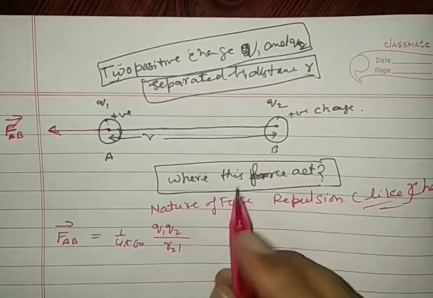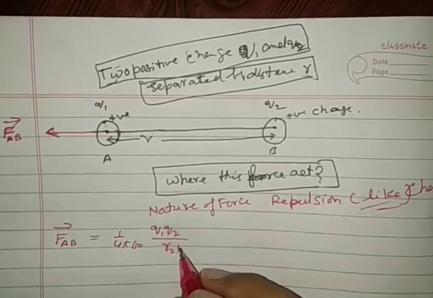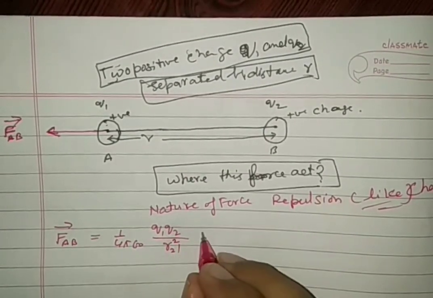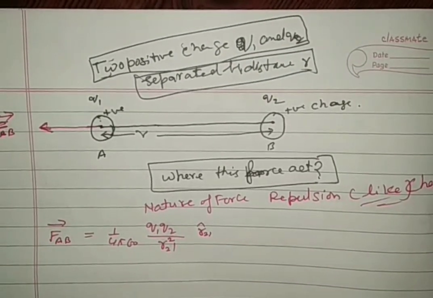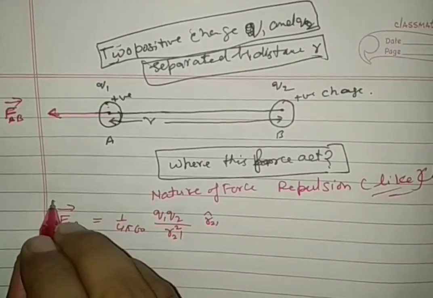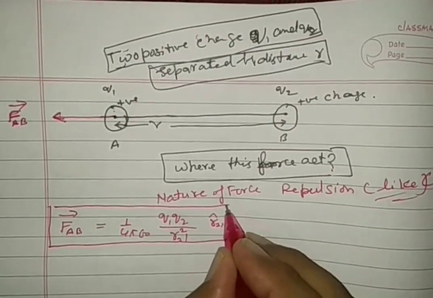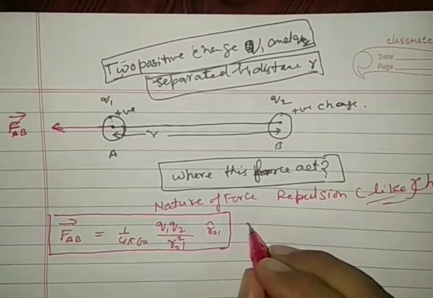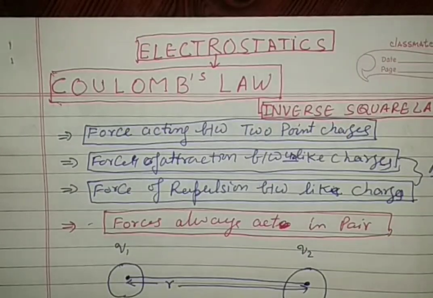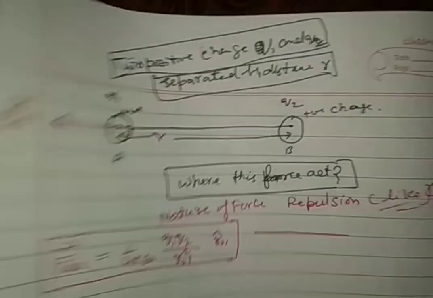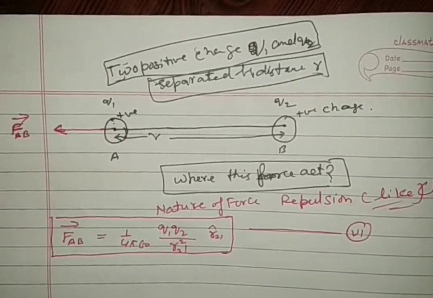Distance between point 2 to 1. See carefully, r square into r21 unit vector. This is the representation of Coulomb's law here in this case. These equations can be continued proceeding from the back. We have taken up to 5, so it is equation number 6 here. See carefully.